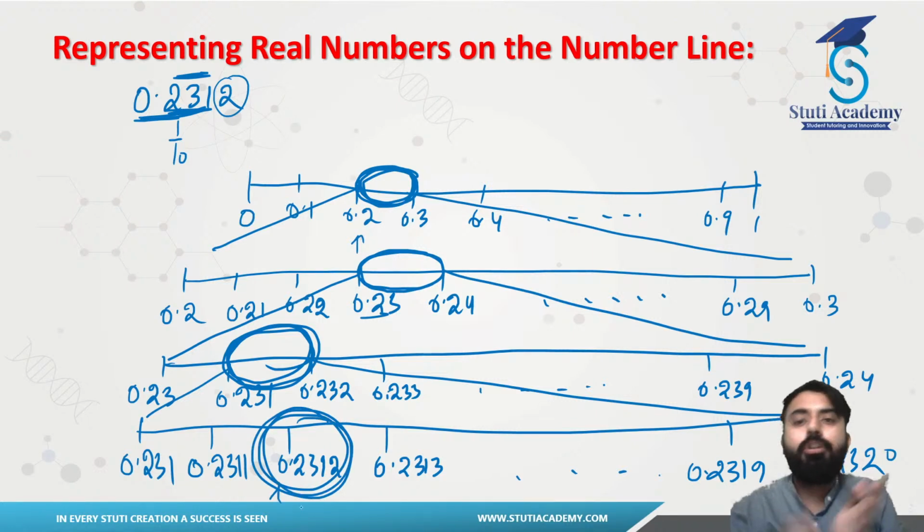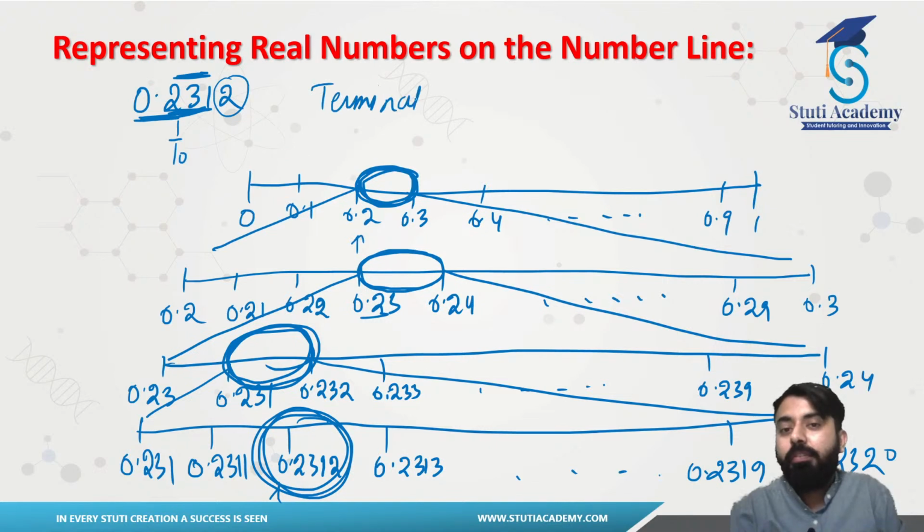So this is how you are going to represent the real numbers on the number line when they are given to you in the form of decimal expansions. So that was the case of a terminating decimal expansion. If that had been the case of non-terminating, then they would have mentioned to you that you have to find out the number correct up till 4 decimal places or 3 decimal places.